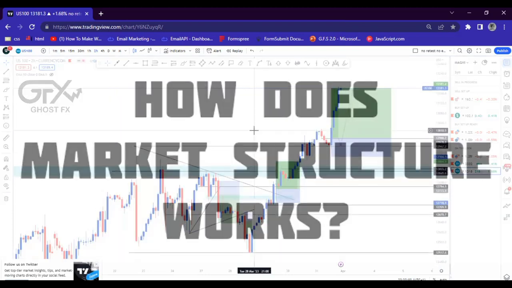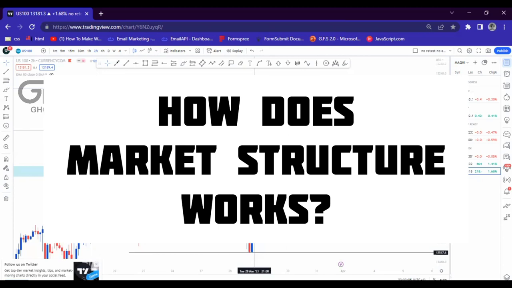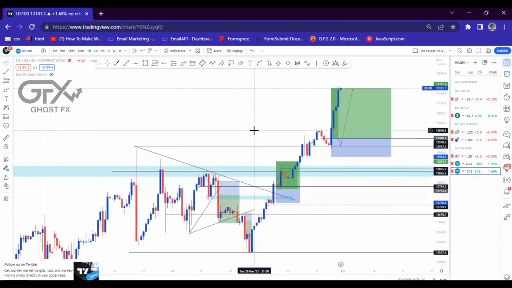So basically, now how does this market structure we are talking about work? How does it work? You understand? So now the easiest way to understand how market structure works is that market structure is the basis and the principle of how the forex market works. A market structure in forex is what determines the direction of the market. Simple as ABC. It just determines the direction of the market, guys. Just the direction of the market.